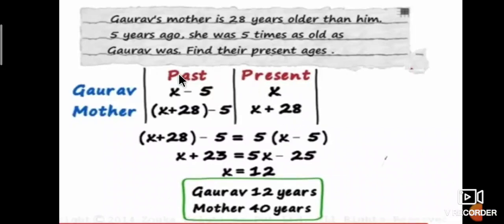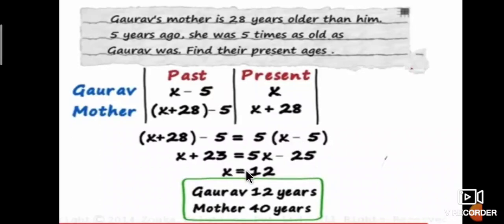After 5 years, we take that as first. Five years ago, Kaurav's age was x minus 5. Similarly, mother's age was x plus 28 minus 5. According to this equation, x plus 28 minus 5 is equal to 5 times, therefore 5 into x minus 5. That is x plus 23 is equal to 5x, plus into minus minus, 25.